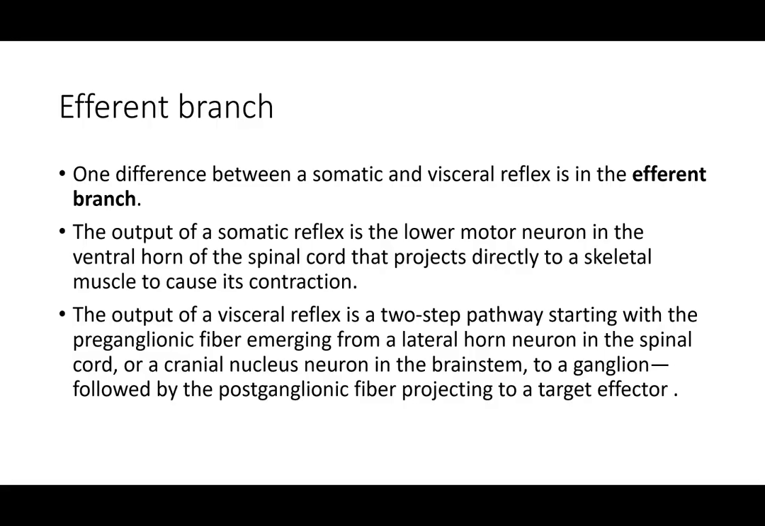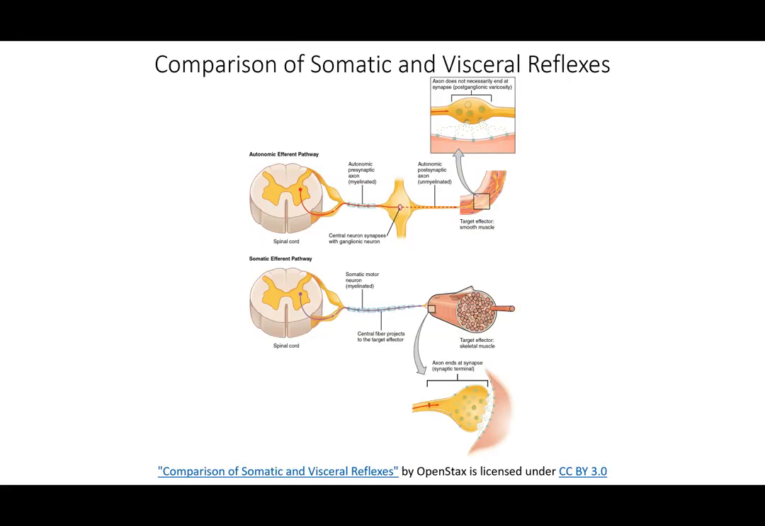Whereas the output from a visceral reflex is actually a two-step pathway that starts with the preganglionic fibers coming out of the lateral horn of the spinal cord, or a cranial nucleus neuron in the brainstem, that goes to a ganglion, followed by a postganglionic fiber that projects to a target effector. All right. That's a really fancy way of explaining this graphic.